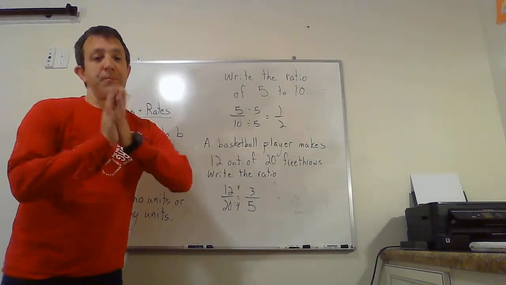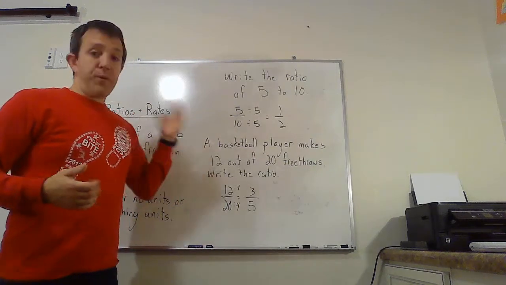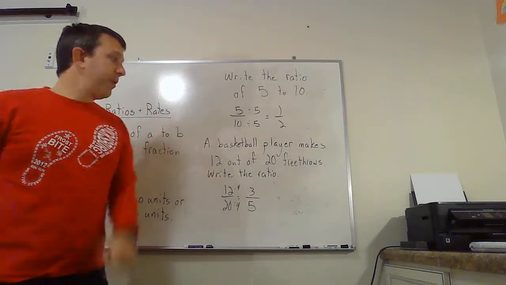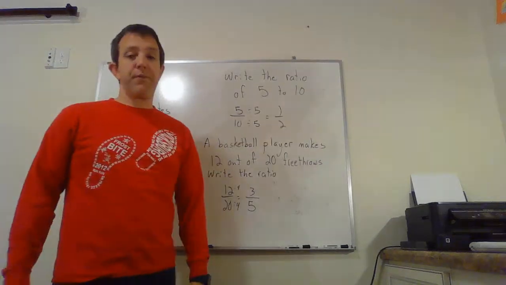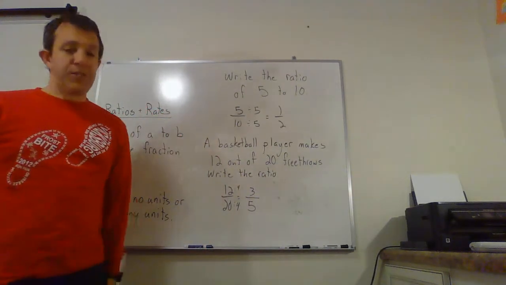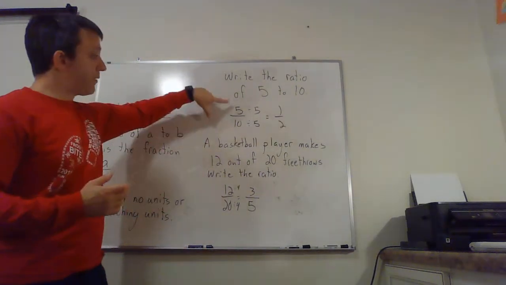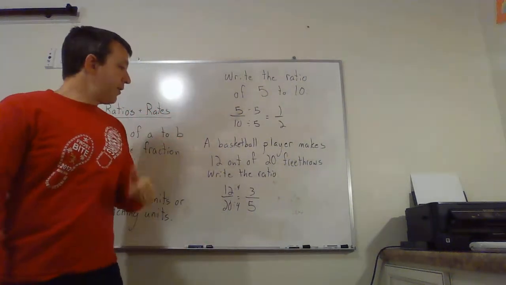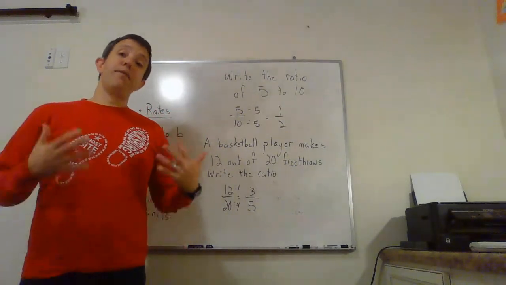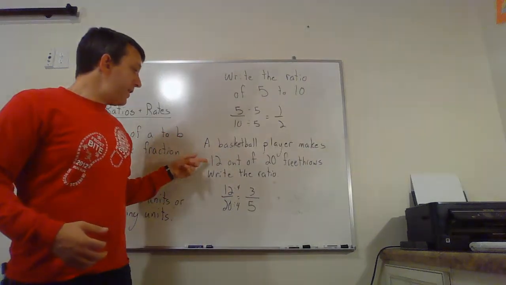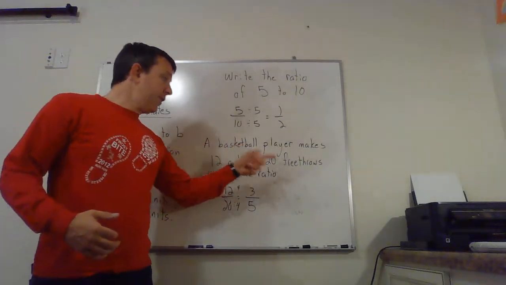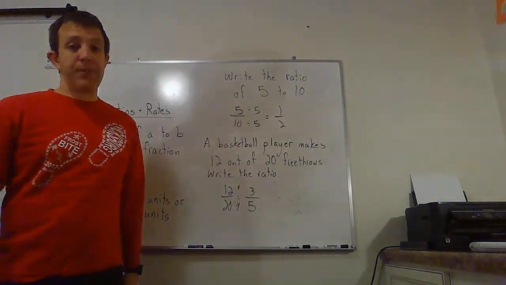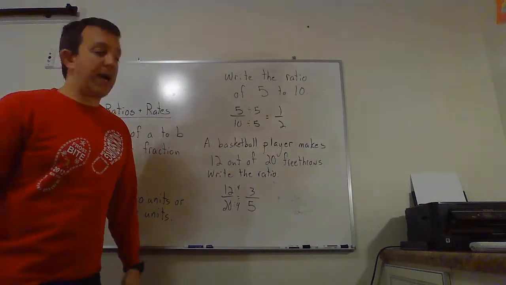Here we have it in kind of a story problem form. It's not much of a story problem, same idea, just with a few extra words attached. A basketball player makes 12 out of 20 free throws. Write the ratio. Notice on the first example, we had no units whatsoever for the 5 and 10. Here our units for both the 12 and the 20 are free throws. The basketball player made 12 free throws out of 20 free throws that were attempted. So those units are matching.